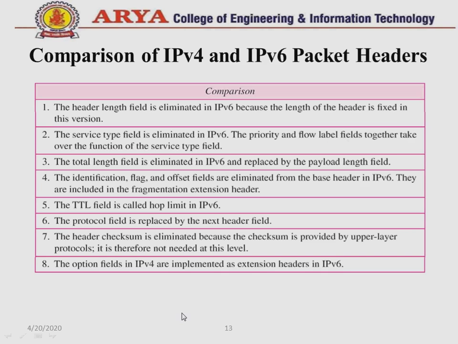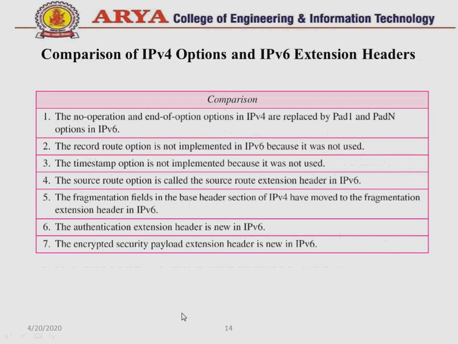The TTL field is called hop limit in IPv6. The protocol field is replaced by the next header field, and the header checksum is eliminated because the checksum is provided by upper layer protocols. It is therefore not needed at this level. The option fields in IPv4 are implemented as extension headers in IPv6.